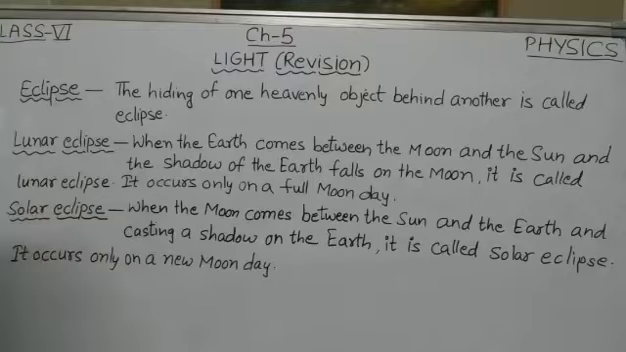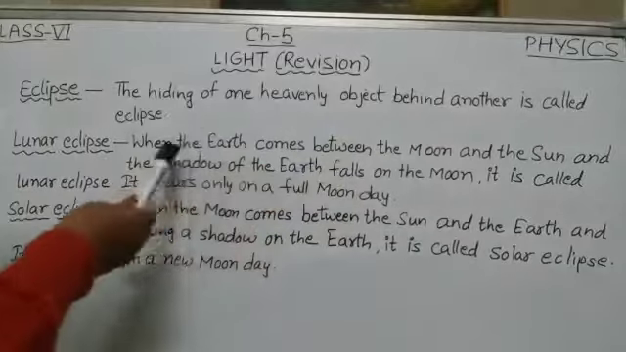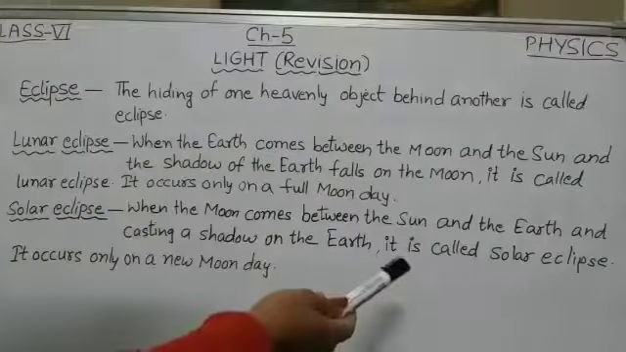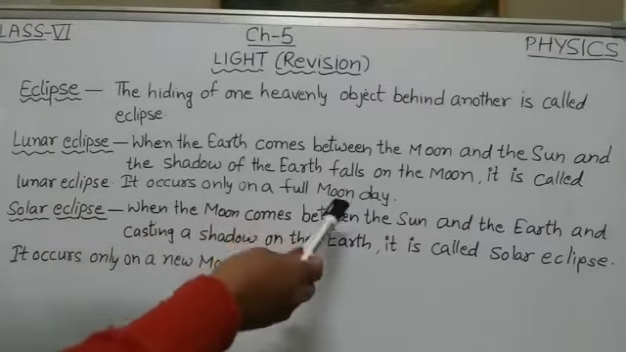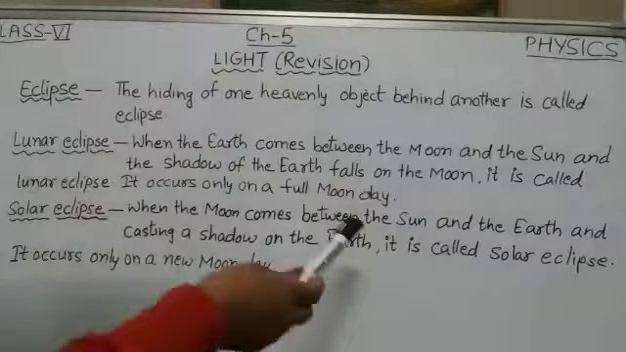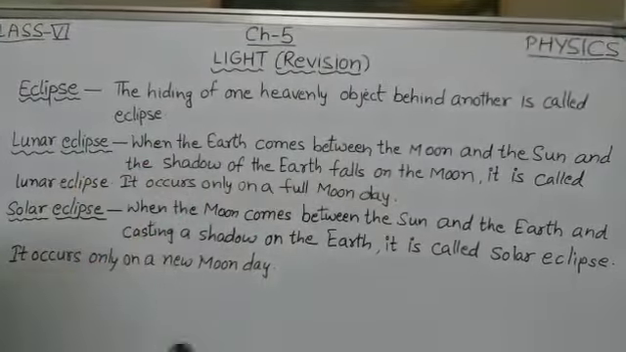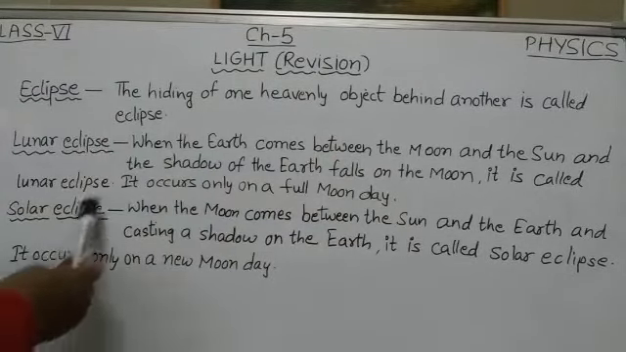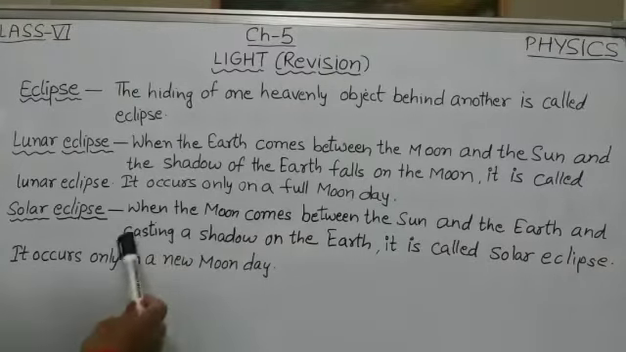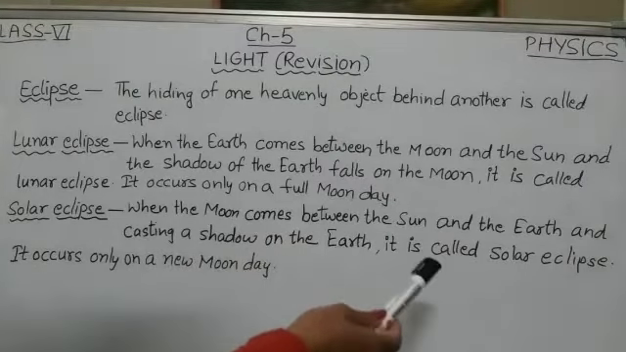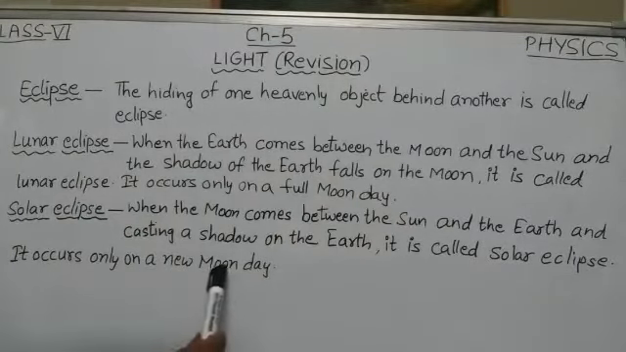Next, lunar eclipse. When the earth comes between the moon and the sun and the shadow of the earth falls on the moon, it is called lunar eclipse. It occurs only on a full moon day. Clear? If the question comes, what is a lunar eclipse, you will write this much. Okay. Now next one is solar eclipse. When the moon comes between the sun and the earth and casts a shadow on the earth, it is called solar eclipse. It occurs only on a new moon day.